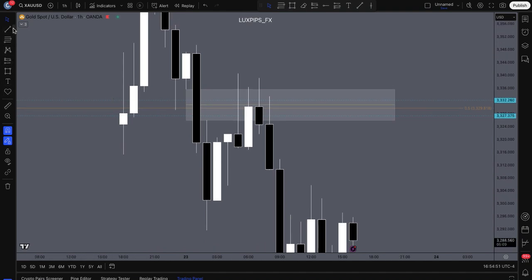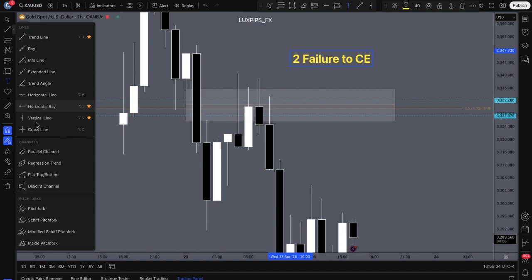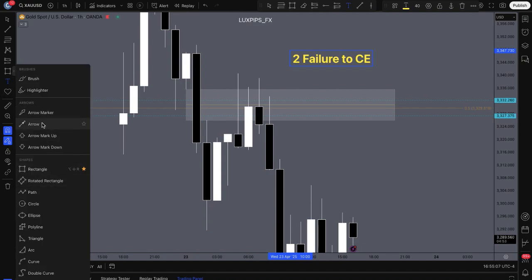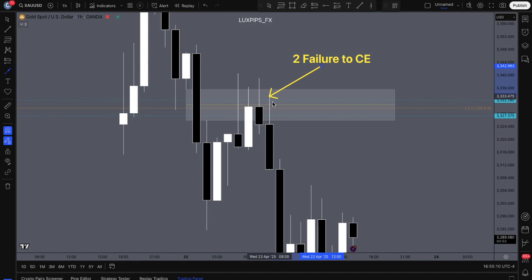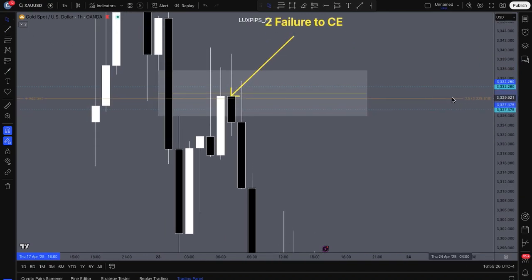you see two sets of failure to CE. This was a picture perfect trade on the 1 hour. So we see one set, the CE at the FEG. See how the bodies right here, the candles, they're not going through the CE of the FEG. Here's one. The other one is the CE of the Enwalk. These same candles.